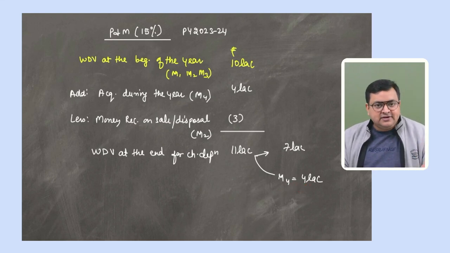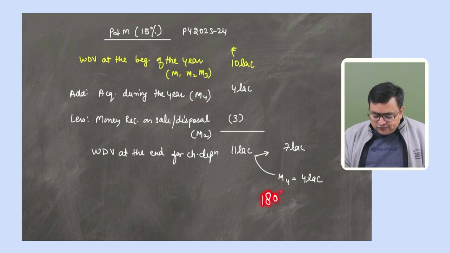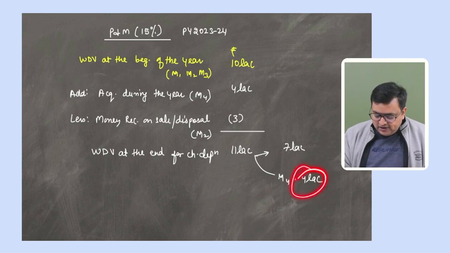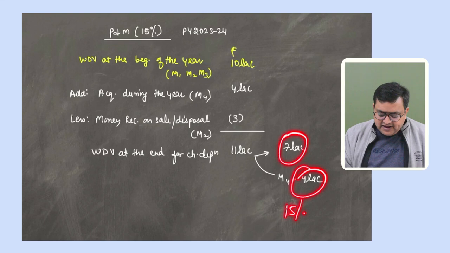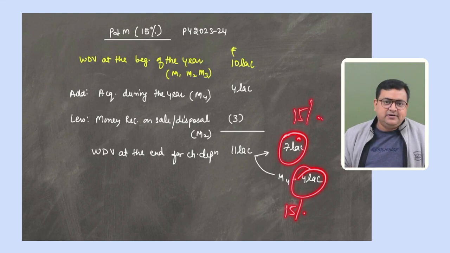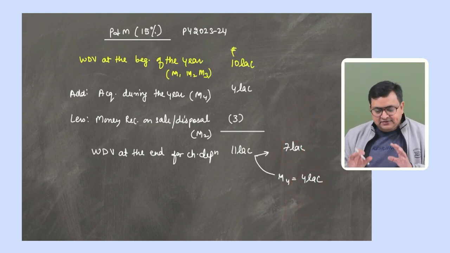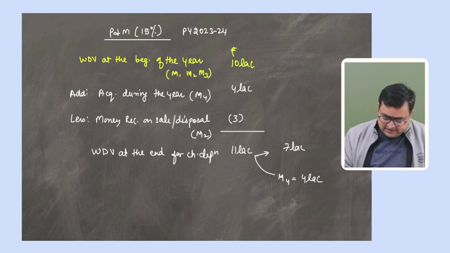Now, the third case is that, yes, sir, this asset of 4 lakh is used also. Tell me for how many days it is used. Let's say it is used for 180 days, or in fact, more than 180 days also. If it is used for 180 days or more, then you will charge full depreciation. On 4 lakh, you will charge full depreciation of 15%, and on 7 lakh, there is no problem. You will charge 15% depreciation. Got it? This is how you will be charging depreciation.